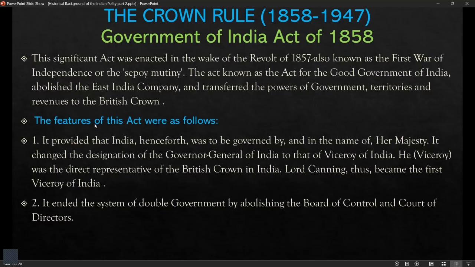Okay, so the features of this act are as follows. It provided that India henceforth was to be governed by and in the name of Her Majesty. It changed the designation of the Governor General of India to the Viceroy of India. The Governor General was earlier Governor General of Bengal, then it was changed to Governor General of India, and now, from the Government of India Act of 1858, it was changed to Viceroy of India.